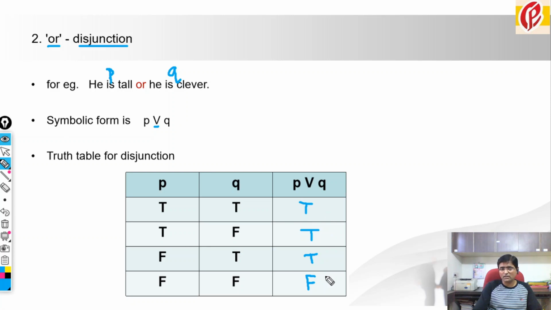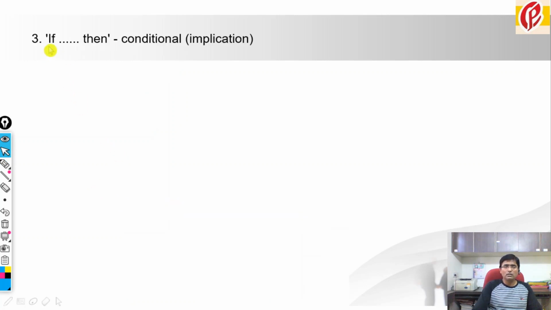That is T. If both are false, then it is false, means F. Next, we'll see the third connective, that is if then. When two statements are joined with if then, it is called a conditional statement or implication. For example, if he is tall, then he is clever. So he is tall and he is clever. These two statements are joined with if and then. So this is a conditional statement.